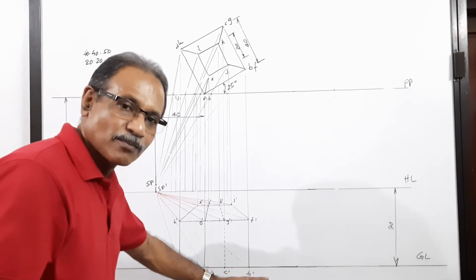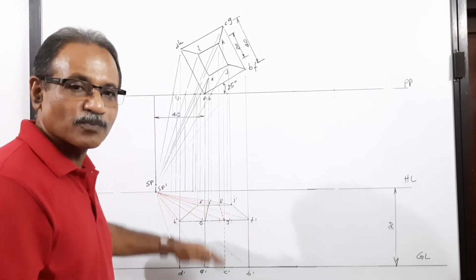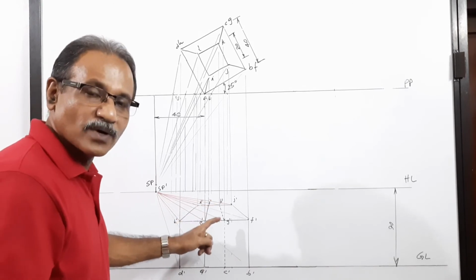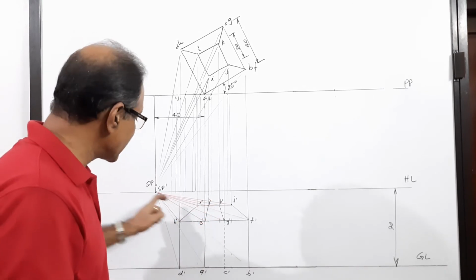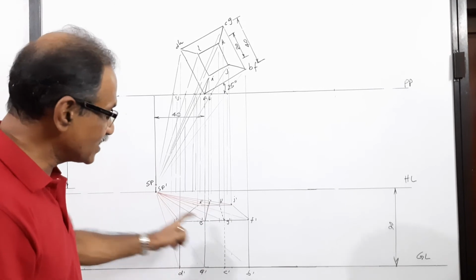All the bottom points, middle points and top points, 4 plus 4 plus 4, all the 12 points are joined to SP dash. Red lines. You can see the red lines.